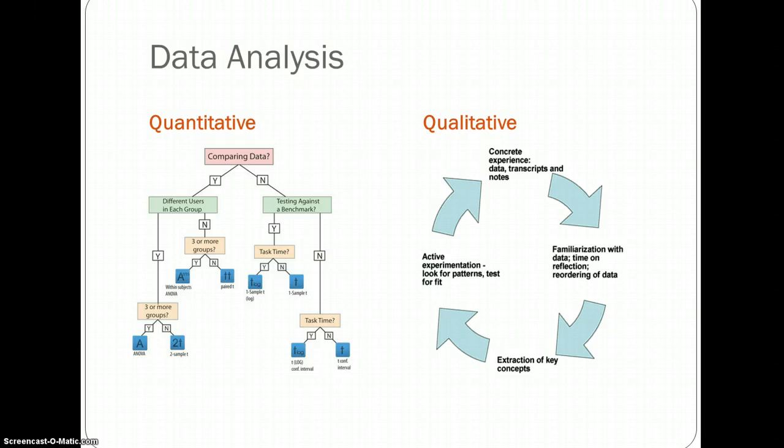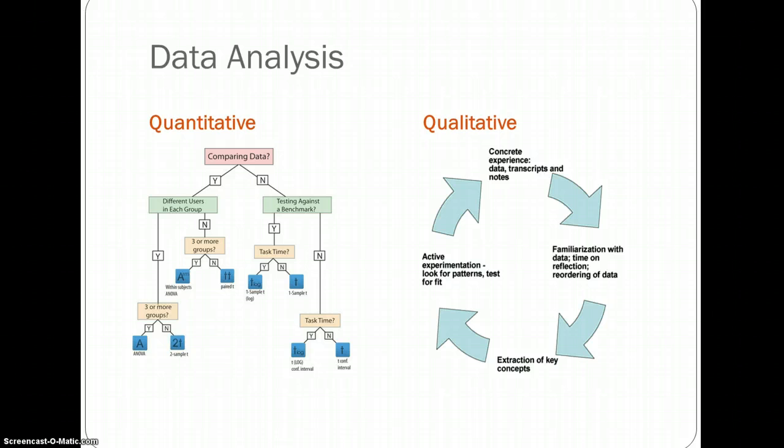Data analysis occurs in both quantitative and qualitative research. In quantitative research, statistical tests are performed using the numbers gathered. A decision tree, as shown, may be used to help the researcher determine which statistical tests need to be used. Statistical software, like SPSS, may be used to calculate the statistics needed.